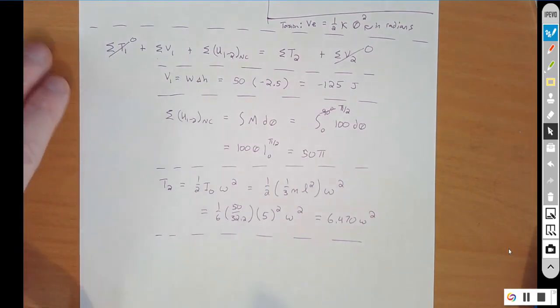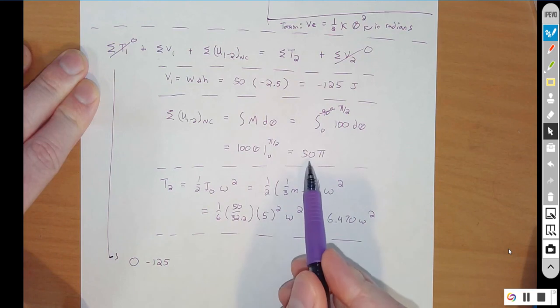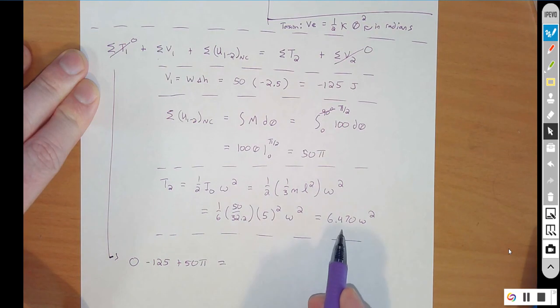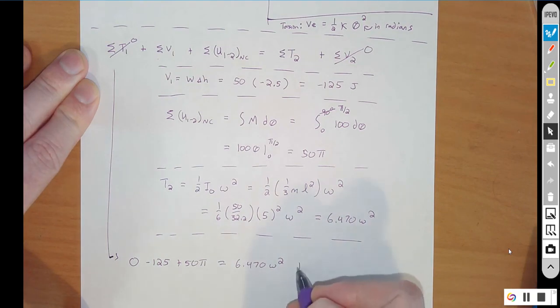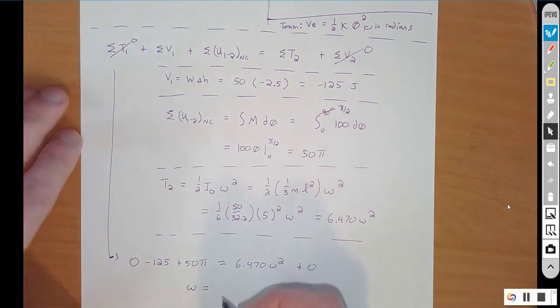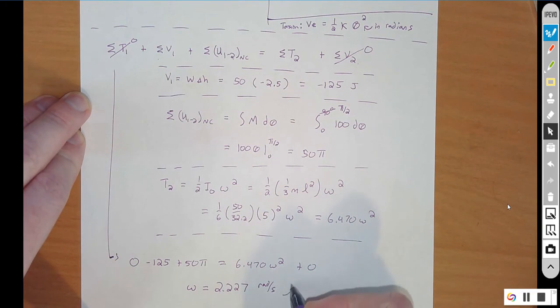So now we can just put all of our numbers together. We're going to bring our equation back down. So we're going to get 0 minus 125 plus 50 pi equal to 6.470 omega squared. And then I'll go ahead and put the plus 0 from this, just so you know where everything's coming from. You solve this for omega, and you will get 2.227 positive radians per second, which means that it will rotate like this.